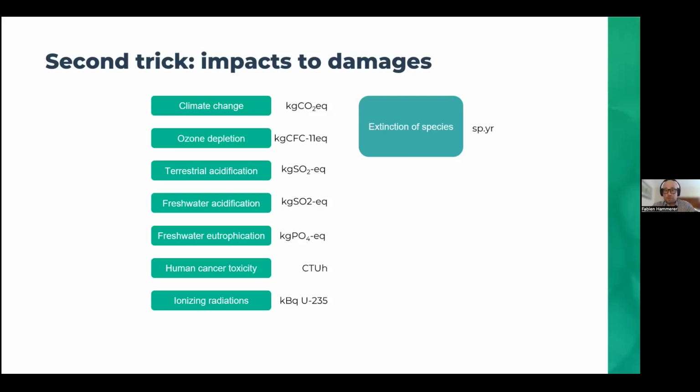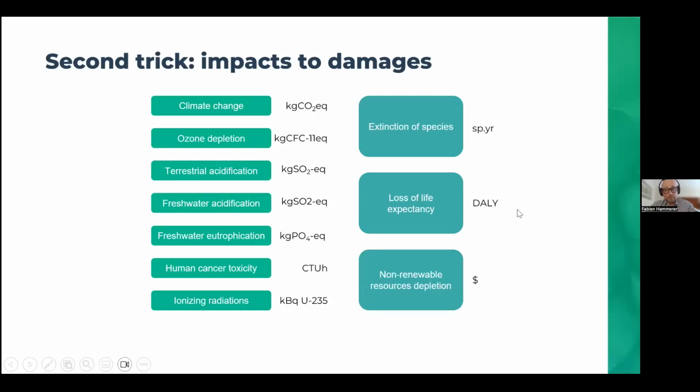Ozone depletion will contribute to that, terrestrial acidification, etc., each to their own extent. And the extinction of species, the loss of biodiversity, can be normalized in a single unit called species year. We know that climate change and all these direct impacts are also going to cause impact to human health, which is basically loss of life expectancy from humans. And this is expressed in DALY, disease adjusted life year.